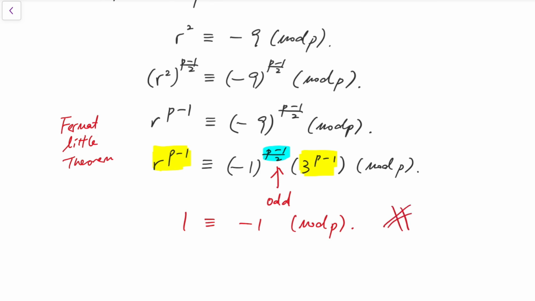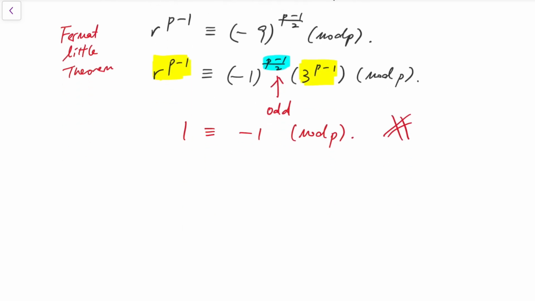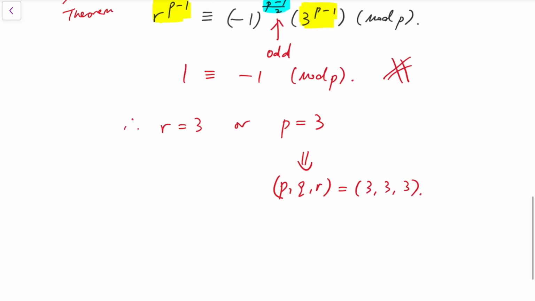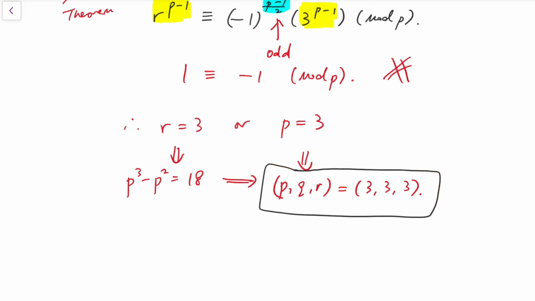So that means we've made the wrong assumption. So either we have r equal to 3 or p equal to 3. But for the p equals 3 case, from our result above, that implies p, q, and r are all equal to 3. But for r equals 3, then we'll have p cubed minus p squared equals 18, and we get similar results. So that means this is the only solution and our final answer.